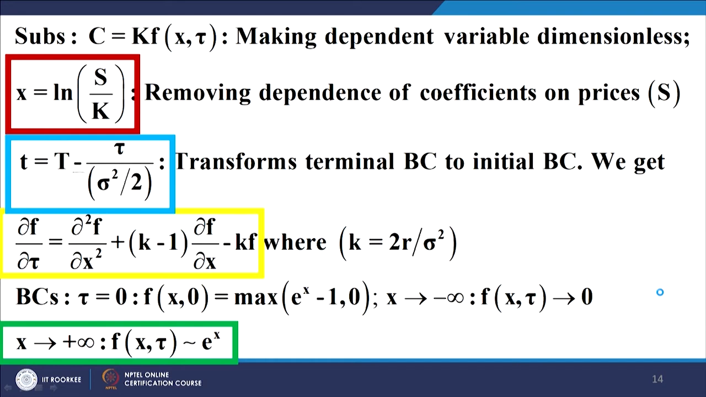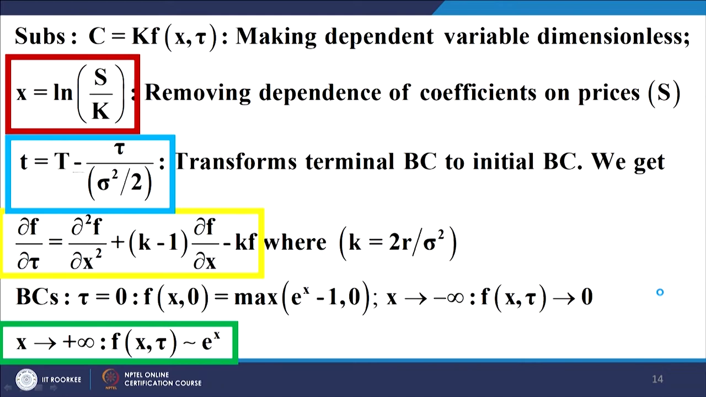We make certain substitutions. The first step is to make certain substitutions. What are those substitutions? Let us start with the dependent variable. We make it dimensionless by expressing it in the units of the exercise price. In other words, we write C upon K is equal to f(x, tau), where x and tau will be defined later. Instead of using C as the dependent variable, henceforth we use f as the dependent variable, where f is equal to C upon K.